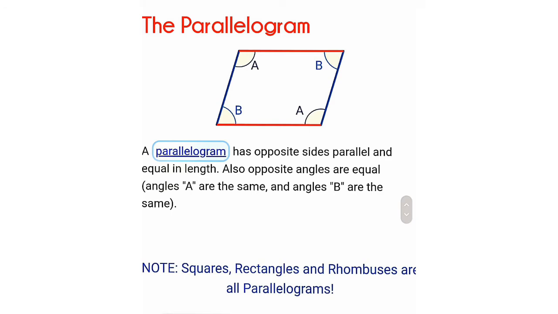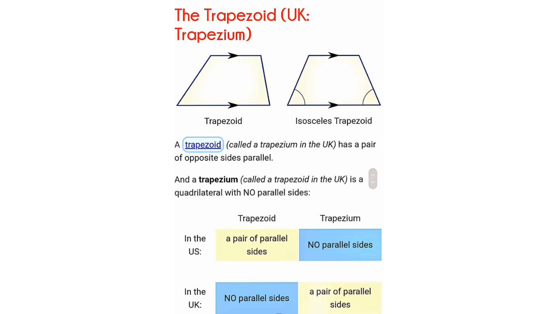And in this shape we have four angles, and opposite angles are equal. Angles A are the same and angles B are the same. The most important thing is that square, rectangle, and rhombus are all parallelograms. Next shape we have trapezoid, trapezium. What is this trapezoid or trapezium?